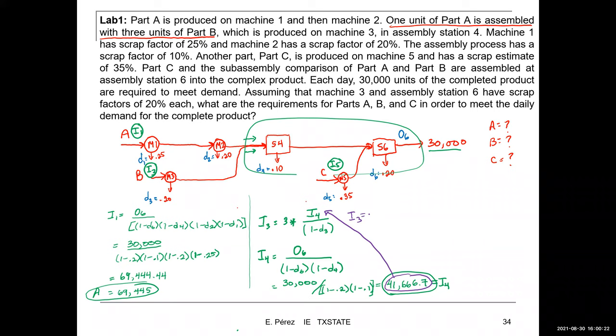equals three times 41,666.7 divided by one minus D3, which is 0.2. So I3 is going to be equal to 156,250. Thank you. So this is for B.